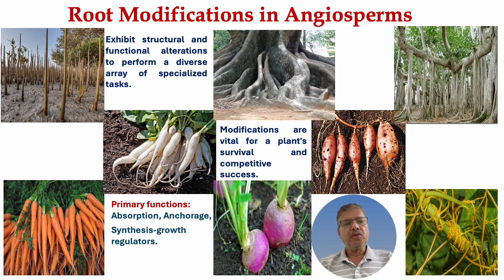This episode deals with the modifications of roots in angiosperms. Roots are typically hidden beneath the soil, but they are fundamental organs of angiosperms, primarily known for their crucial roles in anchoring the plant firmly to the ground and efficiently absorbing water and dissolved mineral nutrients from the soil. This subterranean network forms the lifeline that sustains the plant's growth, photosynthesis, and overall physiological processes.